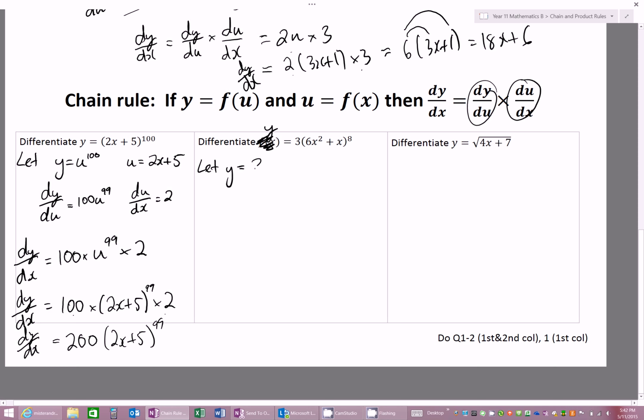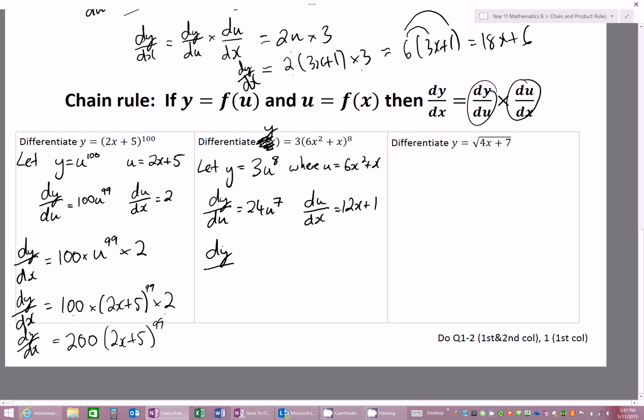Let y equals 3u to the power 8. So this thing that has something else happening to it will make the u function, where u equals 6x squared plus x. I'll find what dy du is. So differentiate this guy. 3 times 8 is 24u to the power 7. And I'll find what du dx is. Might be a bit more interesting. 12x plus 1.